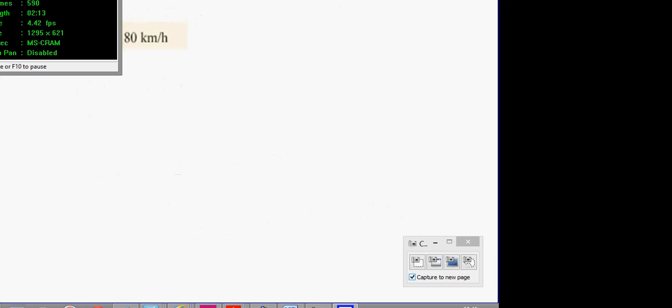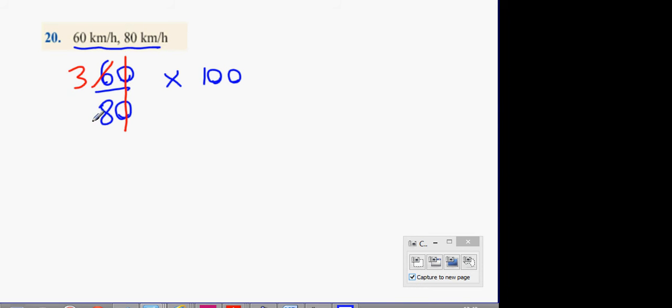Alright, so Jan, what about this one? 20, so it's 60 over 80. 60 over 80, and you multiply that by 100. Perfect. Now, what can you divide into 60 and 80? 10. Cross off the zeros. Then what's left? 6 over 8, which is 3/4, because you can divide by 2. Now, what's 3/4 of 100? A quarter of 100 is 25, and 3 multiplied by 25 is 75%. Okay, so Jan gets it back.